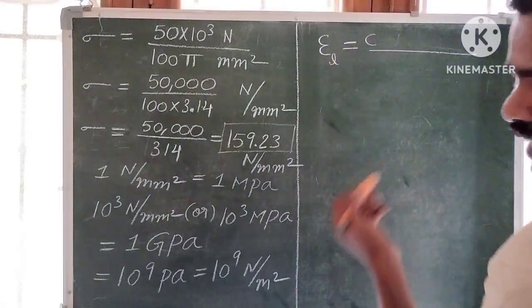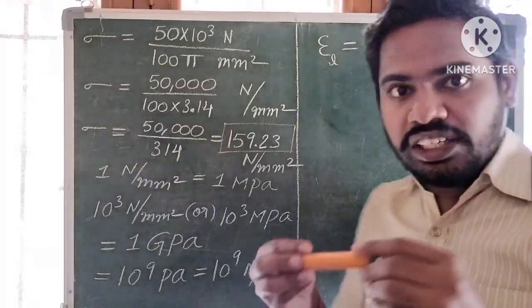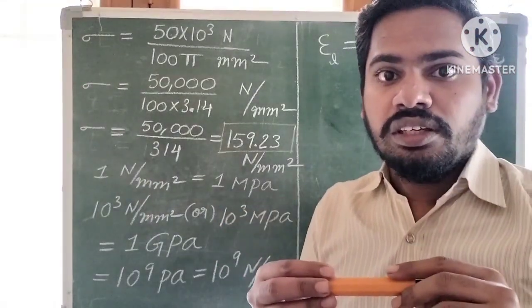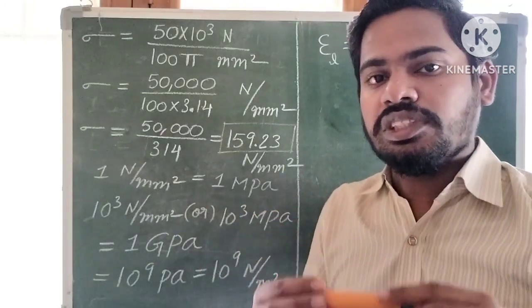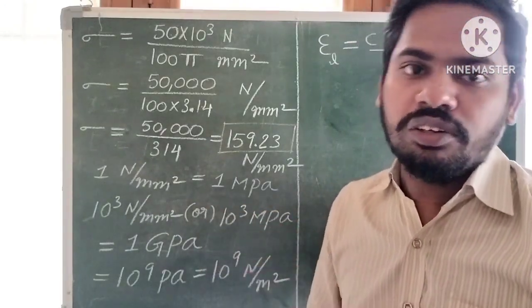So obviously it's an axial pull. The strain that comes from axial pull is longitudinal strain. If it is axial push, then generally compressive strain develops.